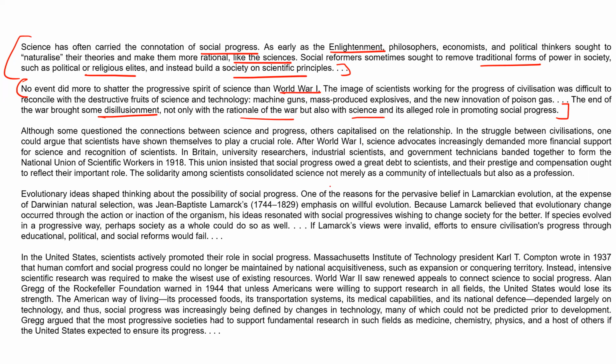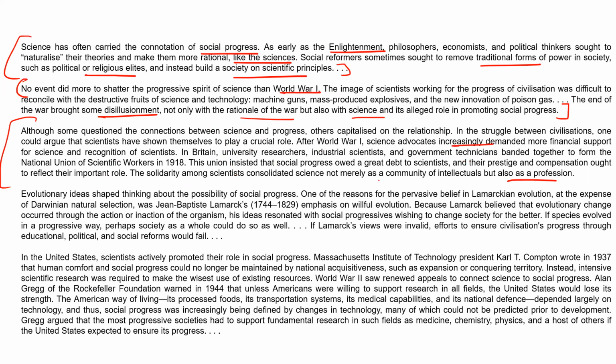The solidarity among scientists consolidated science not merely as a community of intellectuals, but also as a profession. So, World War I brought some disillusionment, and people started questioning the connection between science and progress. But there were others who now argued that scientists could show that they played a crucial role. And therefore, after World War I, they demanded more financial support.